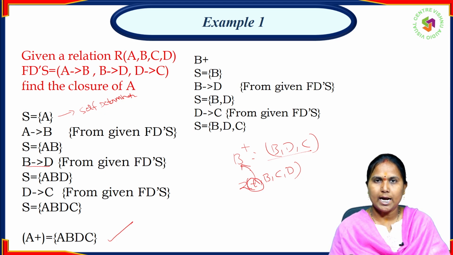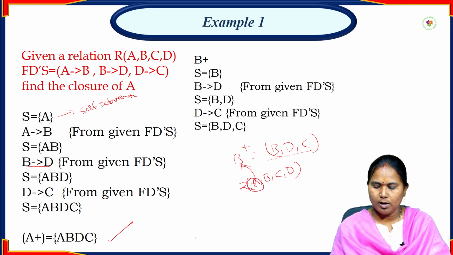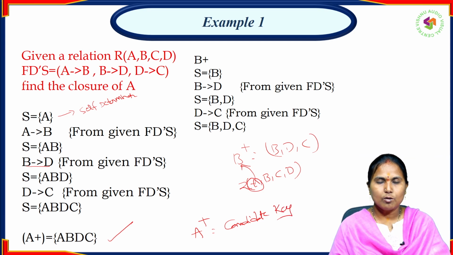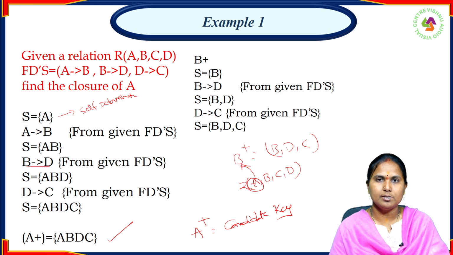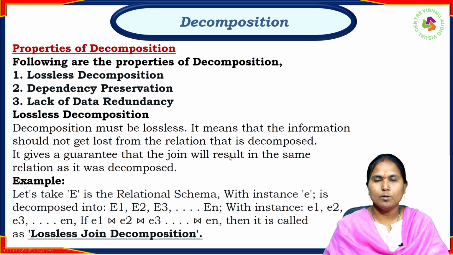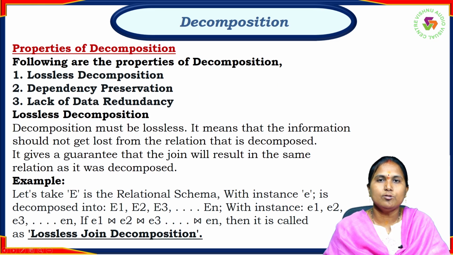Okay. Which attribute is closed over each and every attribute in a given relation? That is called a candidate key. This is called a candidate key. A is called a candidate key. A is closely related to all the attributes in a given relation. So A is called a candidate key in the given relation. Okay. Suppose these are the associations that exist among the attributes. Coming to the next property, decomposition.